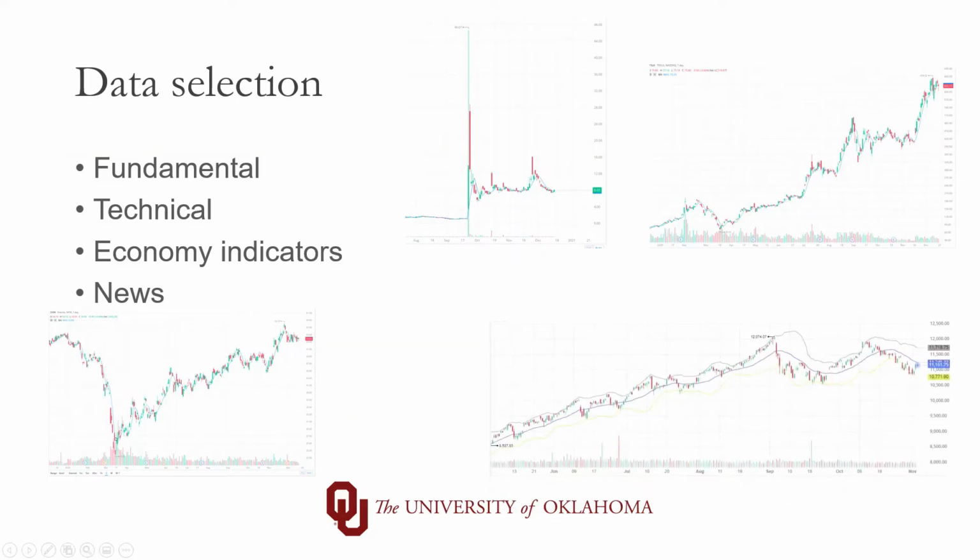Second, how did we select our data for analysis? Basically, we divided into different sectors: fundamental, technical, economy indicators, and news. First indicator is fundamental. We can see here, for example, in Tesla, every spike is based on the company revenue. Every quarter they will say we sold that number of cars, so people will go and buy the stock, and it will spike up based on that.